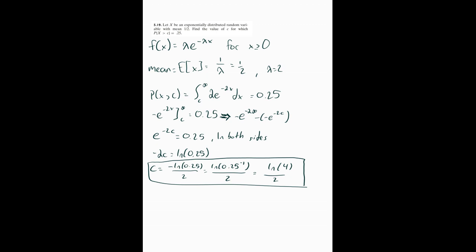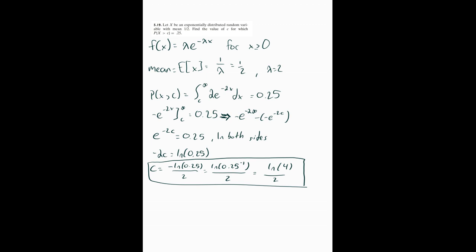I'm going to do question 19, chapter 5. Let x be an exponentially distributed random variable with mean half. Find the value of c when the probability of c or greater is 0.25. So the probability density function for this exponentially distributed random variable is lambda e to the negative lambda x for positive x. And it's given us the mean as half, but the mean is the expected value, which is 1 over lambda, so lambda would be equal to 2. So now we have the probability that x is greater than c as the integral from c to infinity of 2e to the negative 2x, which equals 0.25.